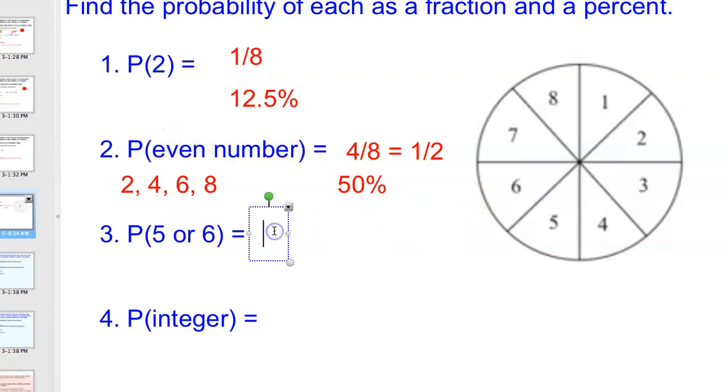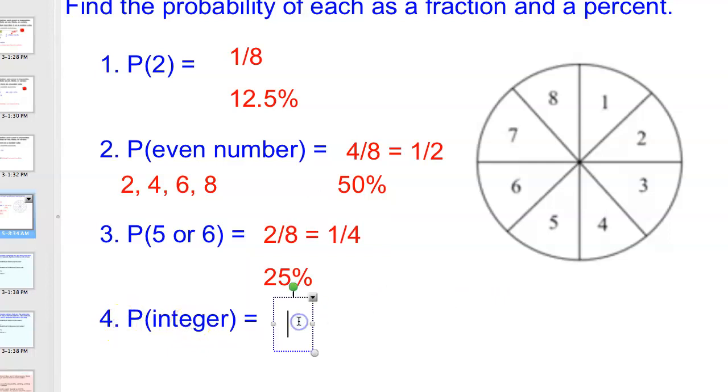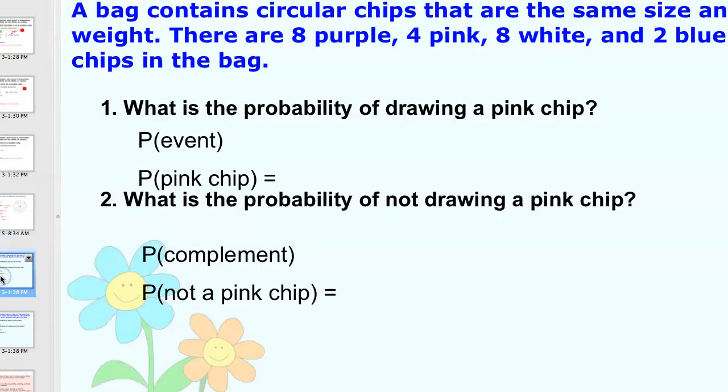I want to know the probability of getting a 5 or 6. So 5 or 6, that's 2 possible outcomes that could happen out of 8 total outcomes. And that simplifies to 1/4. 1/4 is 25%. Right, the probability of getting an integer when spinning this. Well, all of these numbers are integers. So that's 8 out of 8, which is 1. And 1 as a percent is 100%. Okay, so these are just a few examples of writing probability as a fraction or a percent from a spinner.